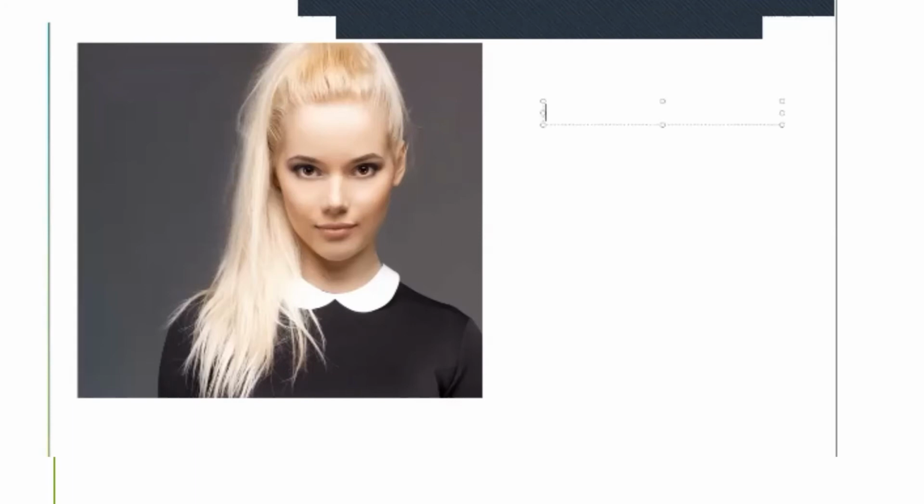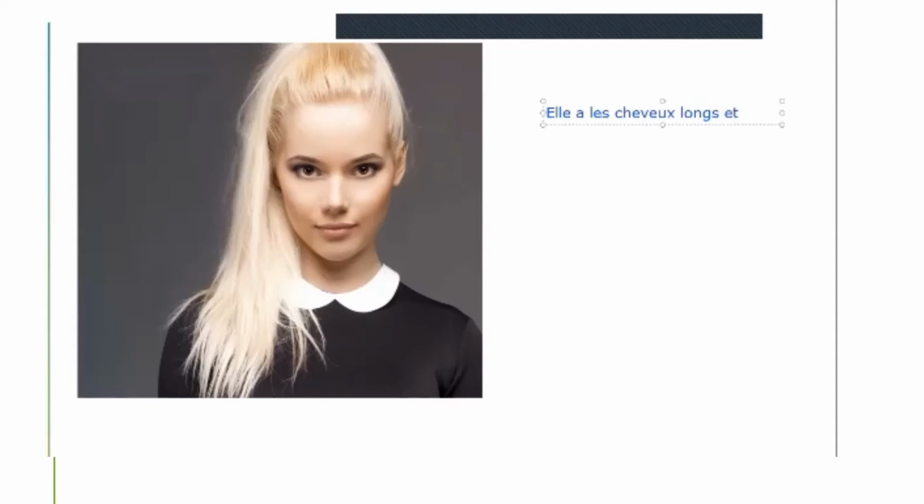Can I do this, miss? Go ahead. Elle a les cheveux, les cheveux. Long et brun. Elle a les cheveux longs et brun. She's blonde hair. That looks like blonde hair to me. How do you say blonde? Blonde. Et blonde.